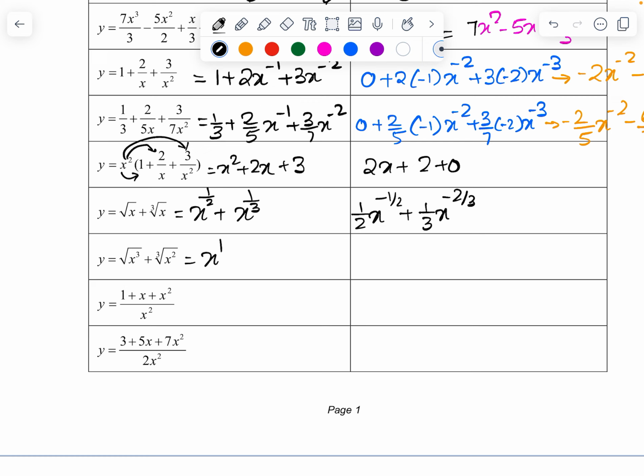Similarly over here, x to the power of 1 by 2 plus x to the power of 2 by 3. So 1 by 2 x to the power of negative 1 by 2, plus 2 upon 3 x to the power of 2 upon 3 minus 1, which is minus 1 upon 3.